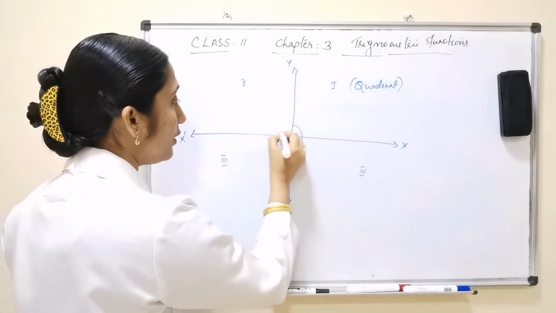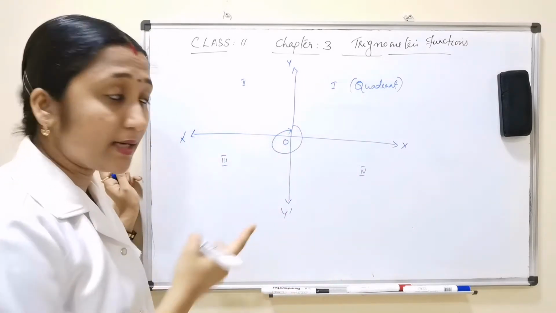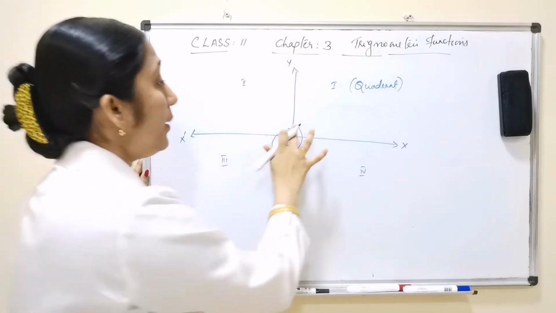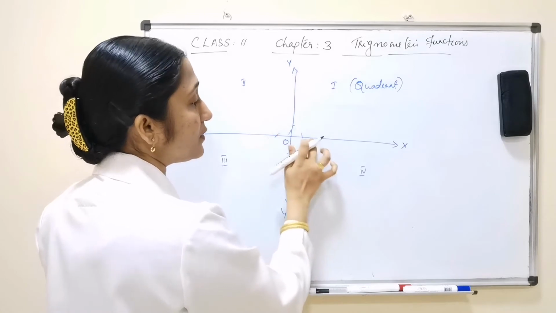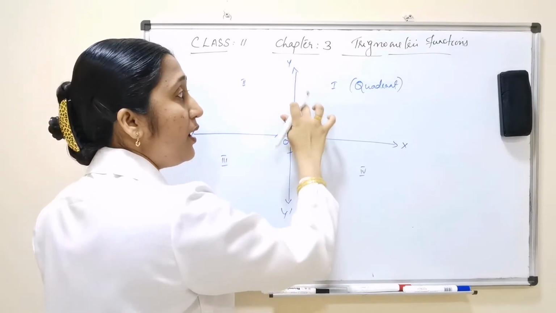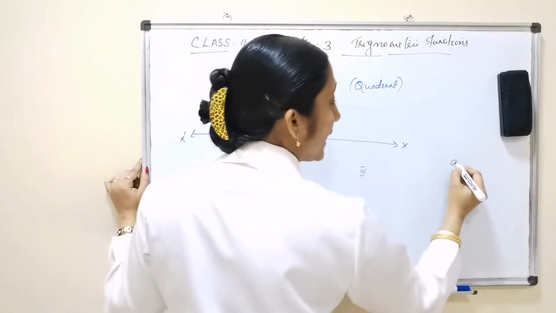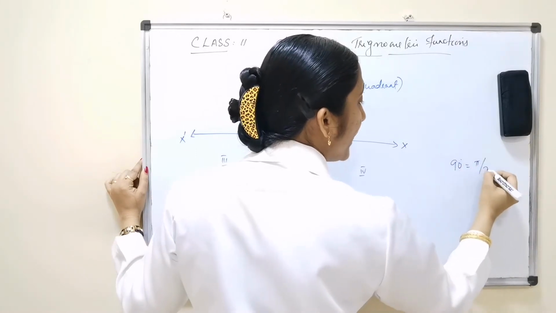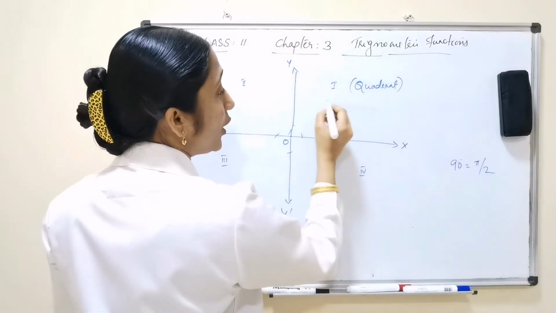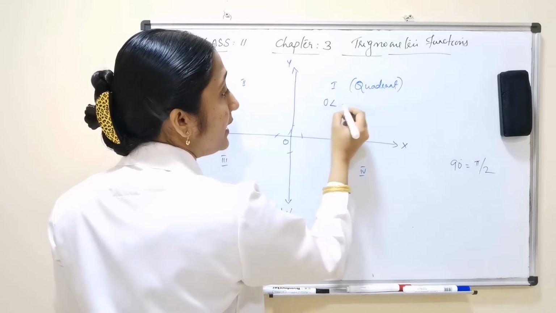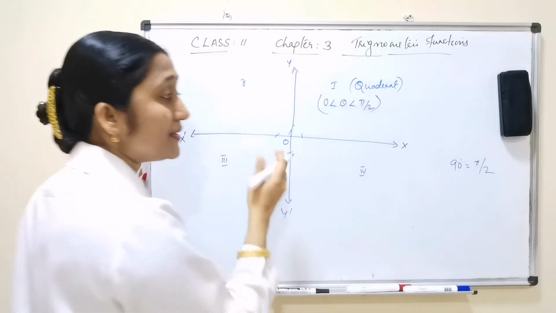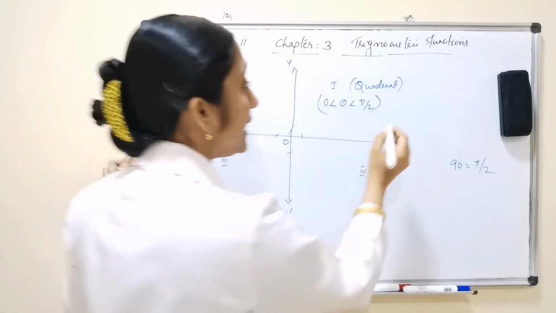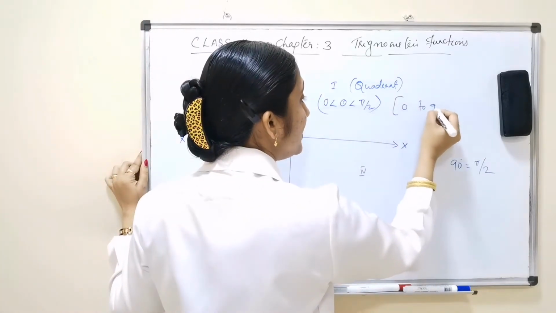In total, this is 360 degrees, and it becomes a circle. But here, up to this first quadrant, it is 0 to 90 degrees. So what is 90 degrees in radians? Pi by 2. So the first quadrant means 0 less than theta less than pi by 2, which means 0 to 90 degrees.